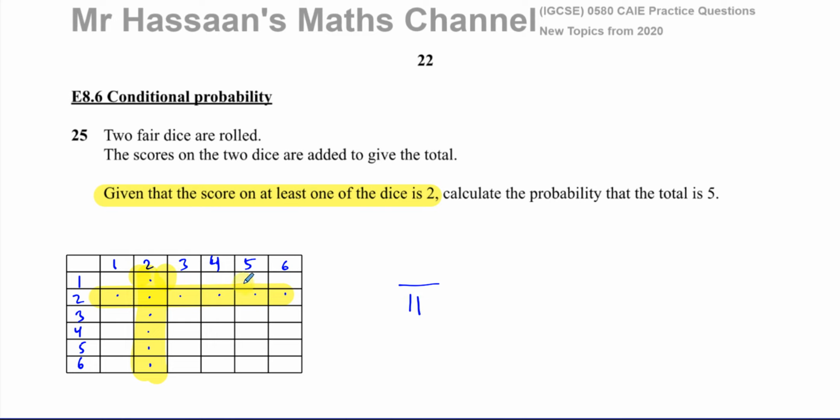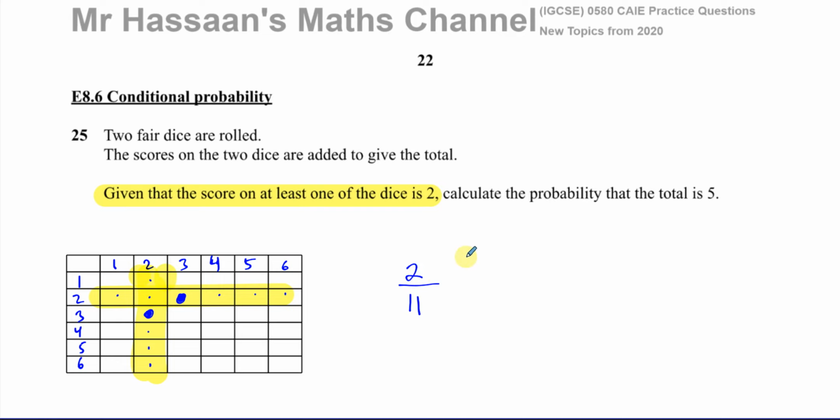Then we look within this part only. We can't look at, for example, 4 and 1, 3 and 3, or 1 and 4. I can only look at the ones within the highlighted area, the ones which satisfy the condition that the score on at least one of the dice is 2. There are 2 possible ways of getting a total of 5 from the numbers within the highlighted section, and so the probability is 2 out of 11.